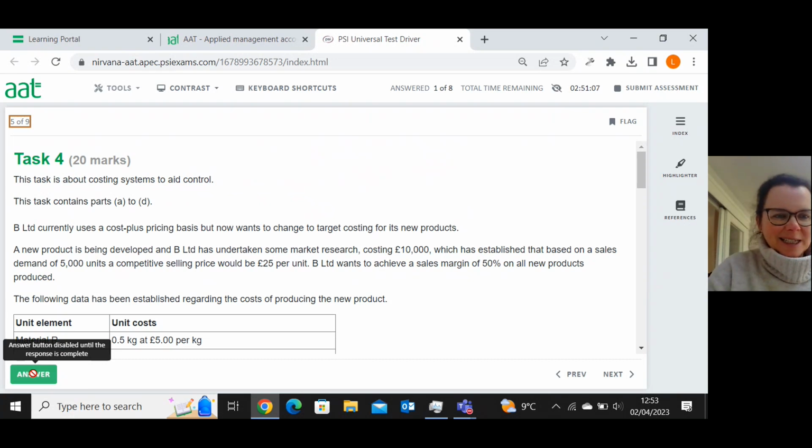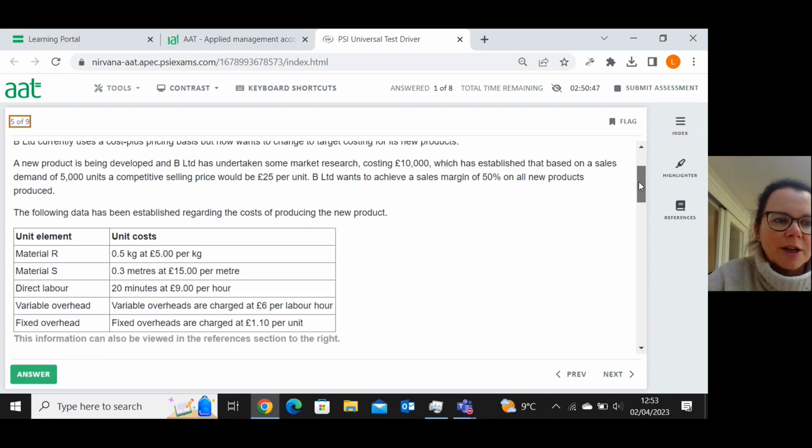Subvariances to be calculated. So we then come on to task 4, so 20 marks, some of which is written. So you can be expecting either 12 or 14 marks out of the 20 to be written in task 4, which is all about different types of costing system. So we start with a calculation.